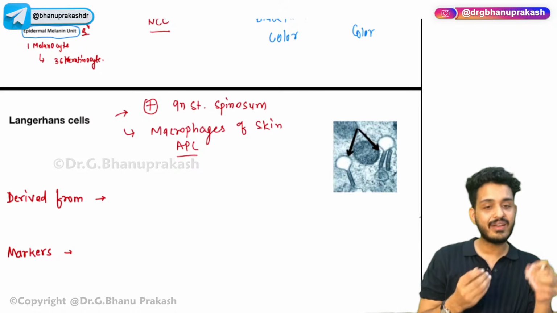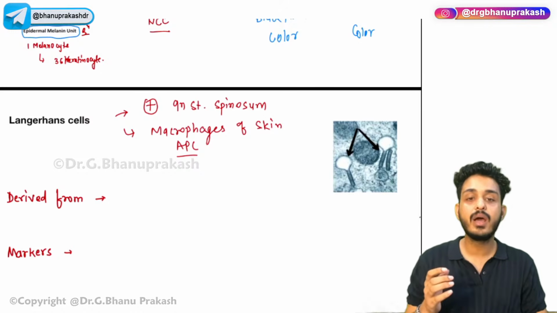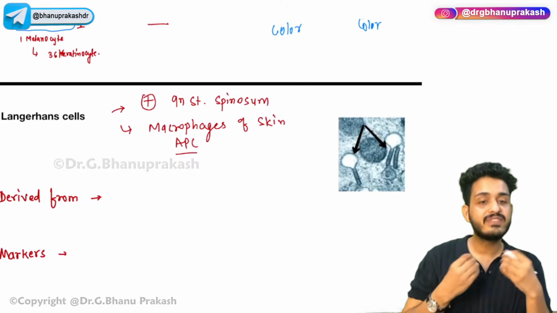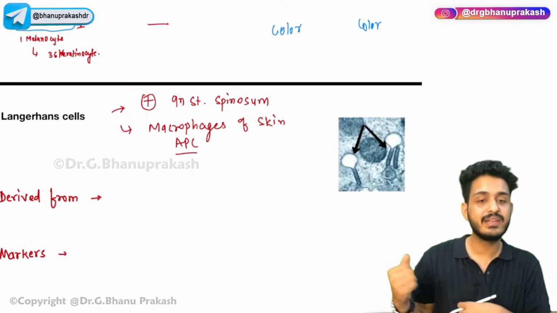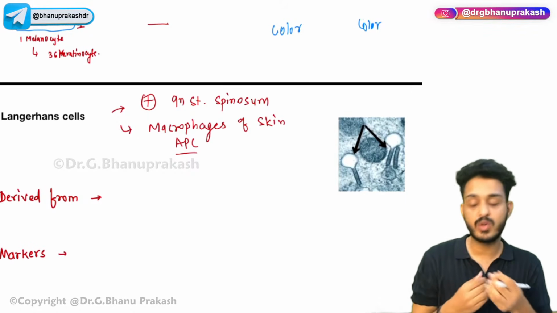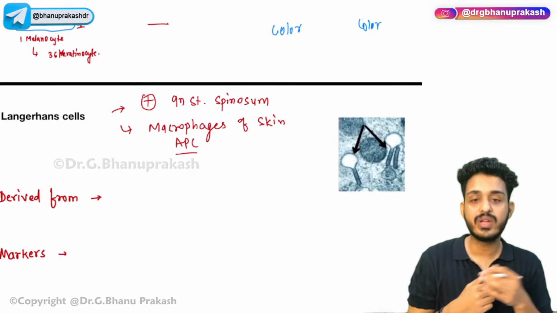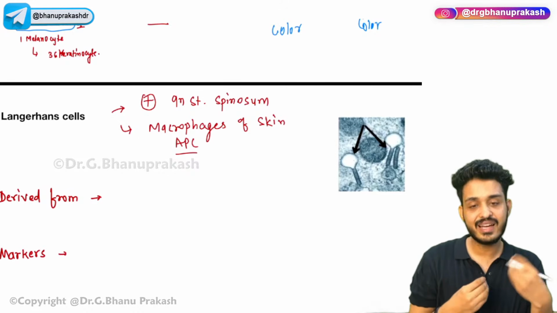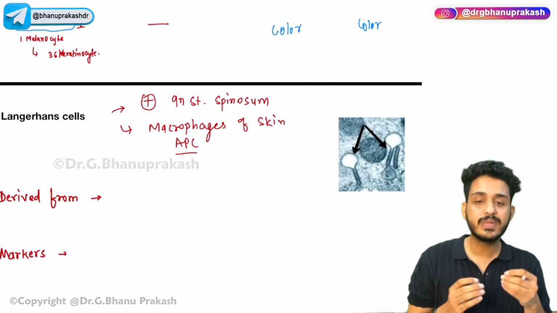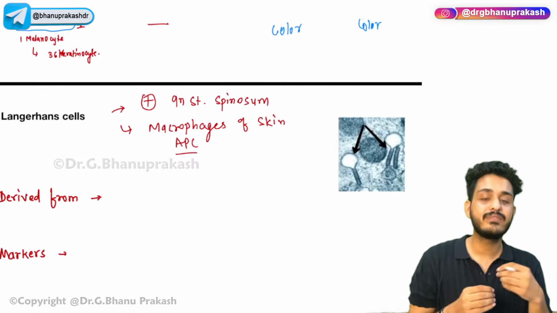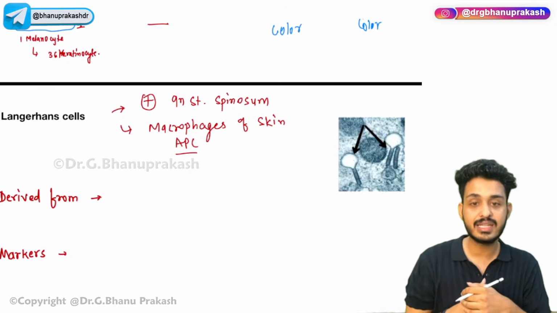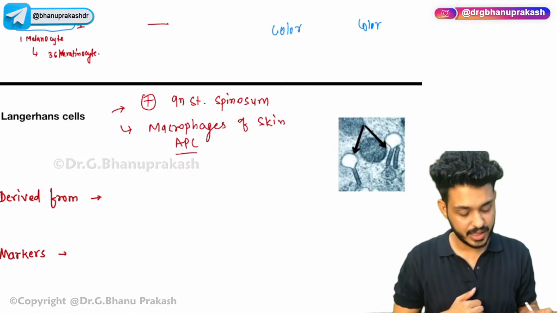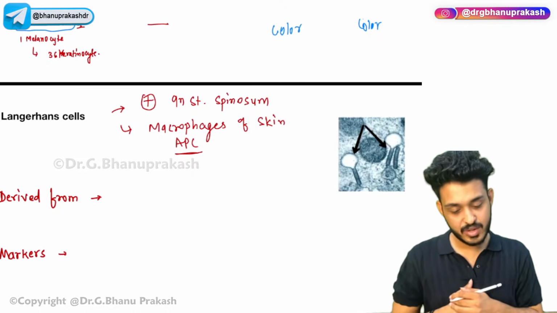For example, we have macrophages. These are basically monocytes. We have monocytes in the blood. If these monocytes are present in the liver, we call them Kupffer cells. If they are present in your bone, we call them osteoclasts. In your kidney, they are known as mesangial cells. So basically they are monocytes, and when they go to different organs, they are known by different names. So these are basically antigen presenting cells.